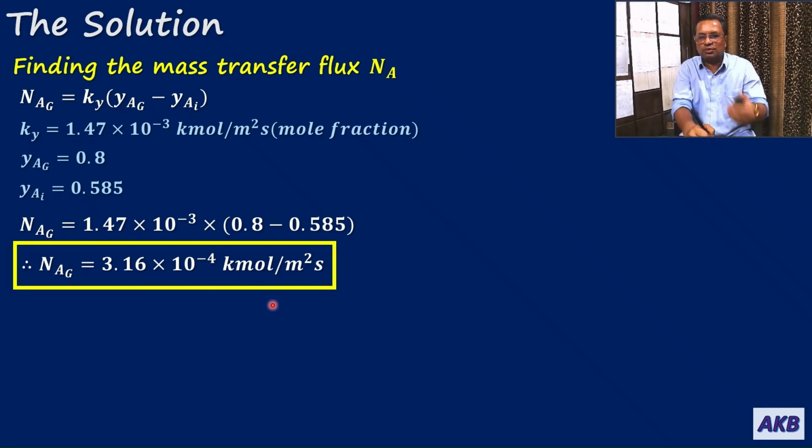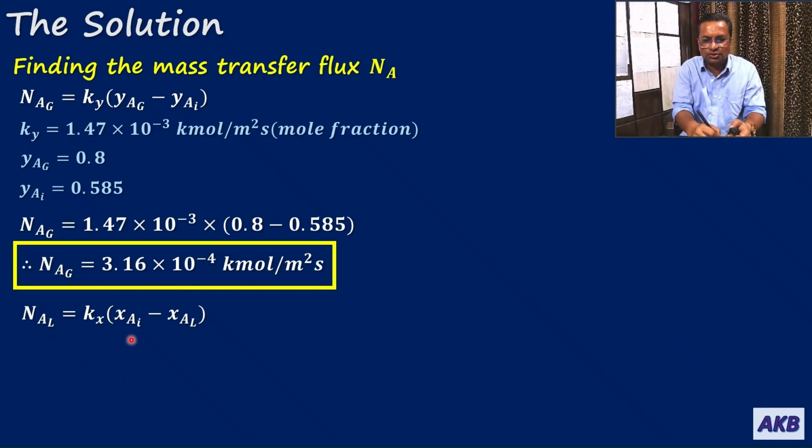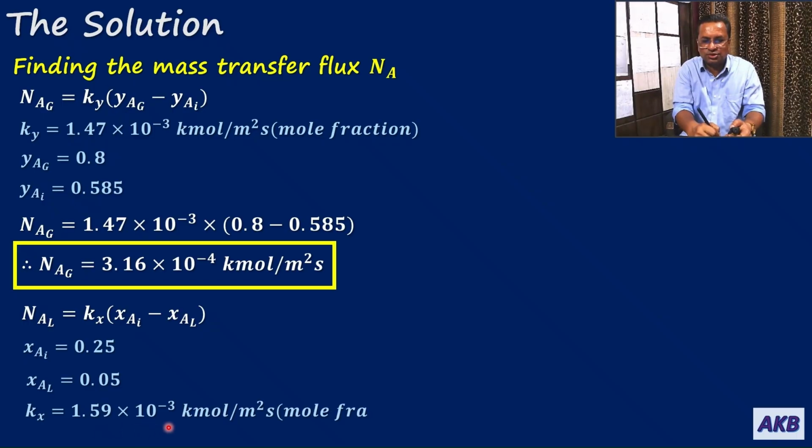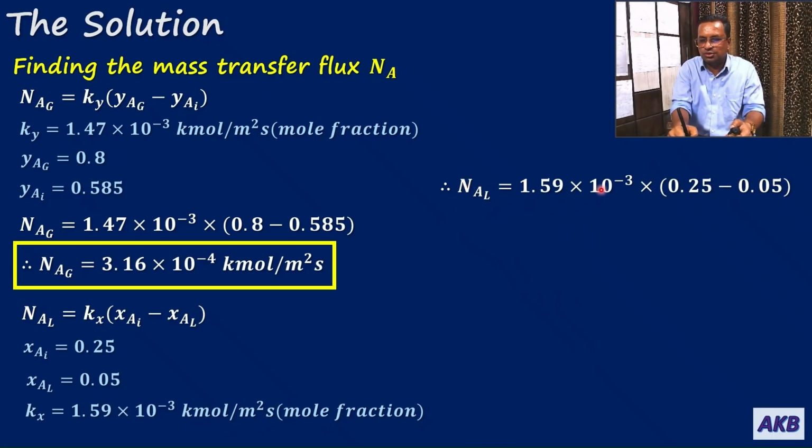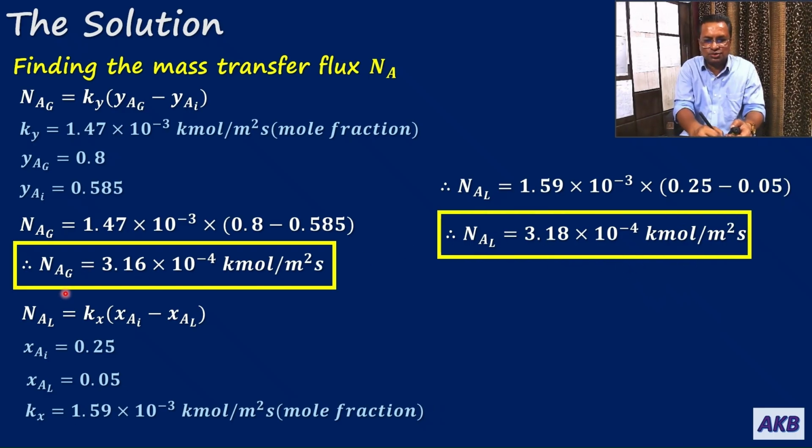Now let us use the equation for the liquid phase. For liquid phase, the equation is NAL is equal to Kx into XAI minus XAL. XAI is 0.25, we have found out. XAL is 0.05, which is given to us. And Kx is 1.59 into 10 to the power minus 3 kilomole per meter square per second per mole fraction. Therefore, NAL will be equal to 1.59 into 10 to the power minus 3 into 0.25 minus 0.05. That gives us NAL as 3.18 into 10 to the power minus 4 kilomole per meter square per second, which is almost equal to NAG.